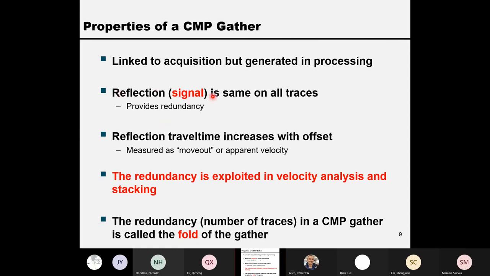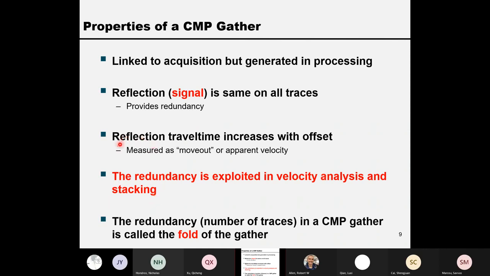I repeated it, because one of the objectives at the very beginning of this course, I said, is that we should realize and appreciate the limitations of seismic data processing, okay? So here, I emphasize the assumption. If the subsurface is an absolutely flat, horizontal structure, this reflection is the same on all traces. So that means you can sum them together, enhance the signal. That provides the redundancy. The redundant information will be exploited for us to do the velocity analysis and the stacking, okay?